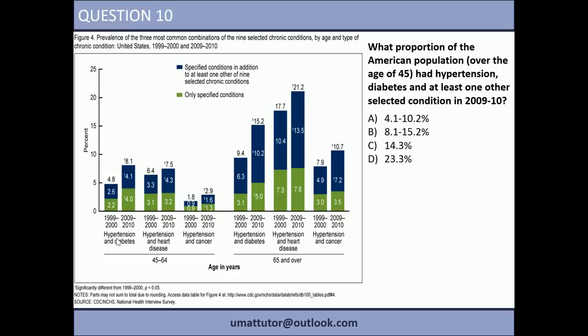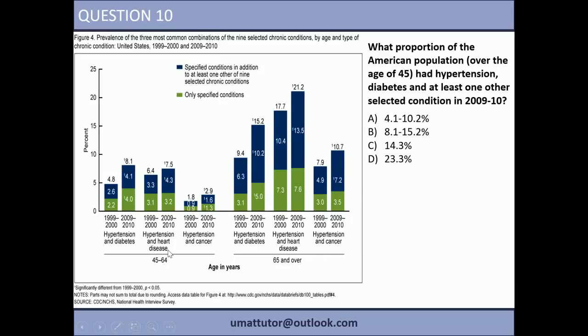Question 10. Now there's quite a bit to unpack in this graph. As always, begin with the title. So we're being shown here the prevalence of the 3 most common combinations of 9 selected chronic conditions. And this is broken down by age and the type of chronic condition. And it's in the US in 2000 and also 2010.